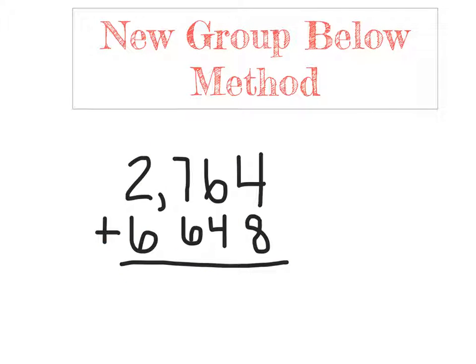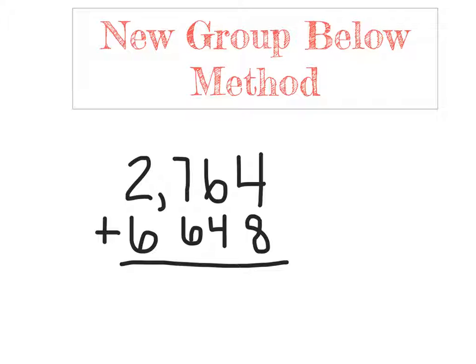Now I'm going to show you another method called the new group below method. This is kind of similar to the new group above method, but this time when you're making your new tens or hundreds or thousands, you put it below. So let me show you how you use the new group below method.